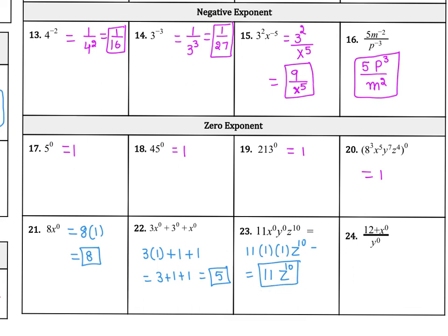For number 24, you're going to write the 1 for anything that has the exponent as 0. So x to the power 0 is 1 and y to the power 0 is also 1. 12 plus 1 is 13 and 13 over 1 is just 13. So the answer is 13.